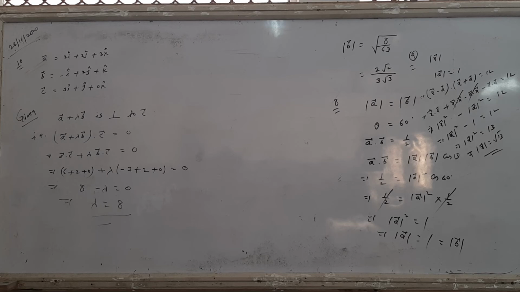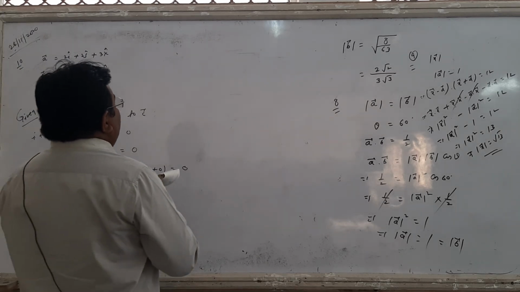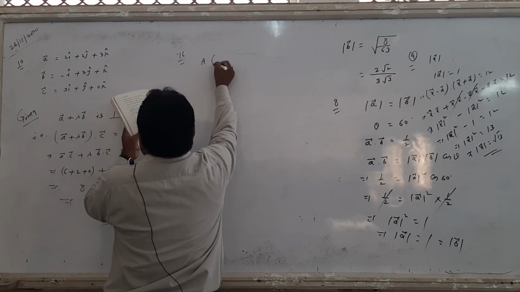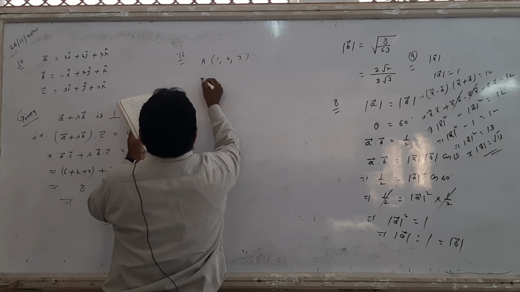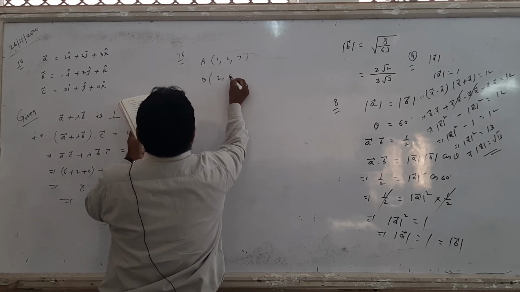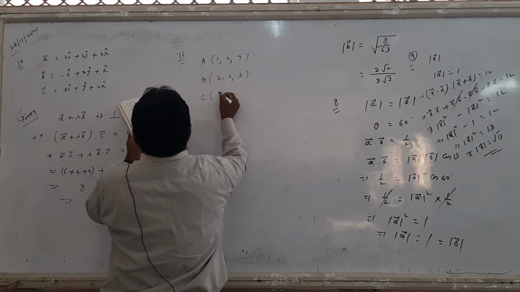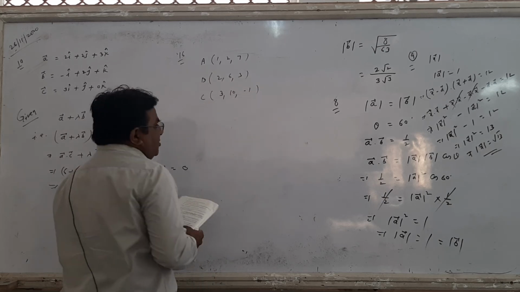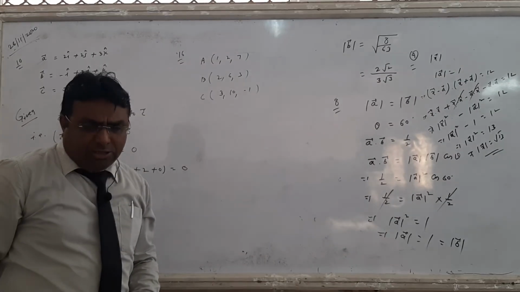Now the next is question number 16. Question number 16 is to show that 3 points are collinear. You know, students, 3 points are given. This question can be solved by two methods. The 3 points given are A (1, 2, 7), B (2, 6, 3), and C (3, 10, minus 1). This is in Cartesian form.